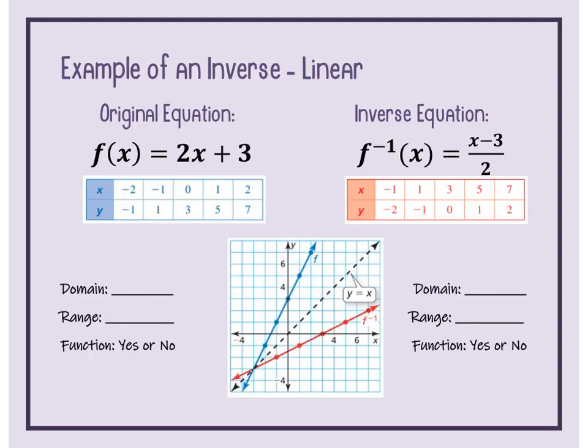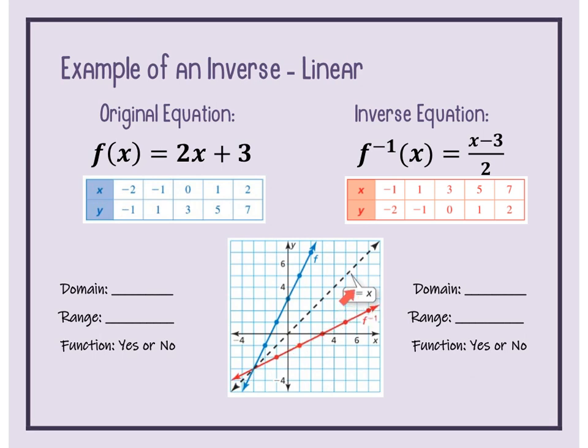So we're going to start off with explaining what an inverse is and some characteristics of an inverse. Our first equation, our original equation, is f of x equals 2x plus 3. The table is already made, and the blue table goes with the blue line. Here's this equation, and here's the inverse equation. I'm not going to tell you how we found it, but I'm going to show you the table and the graph.